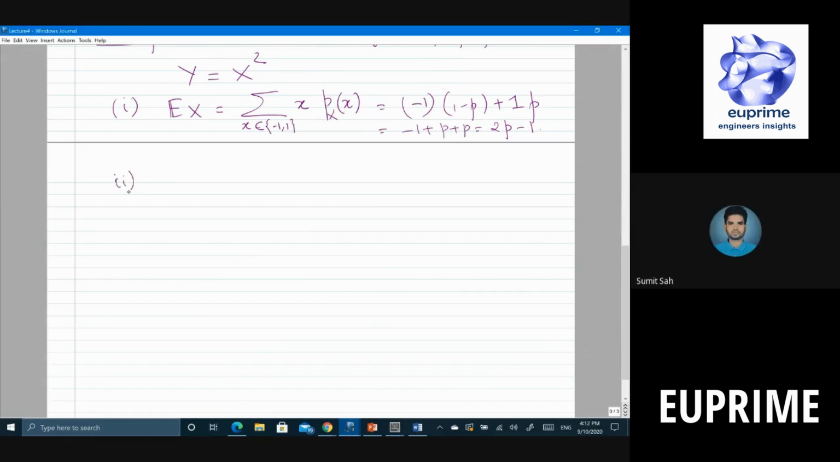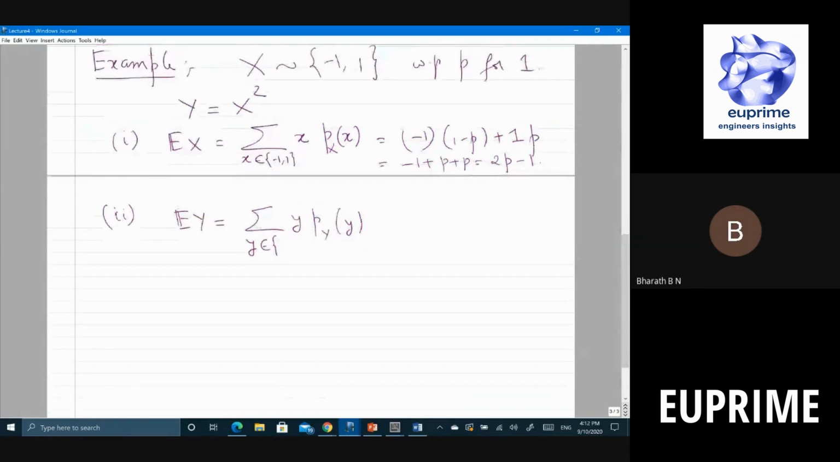Usual. What is the expected value of y? Let's look at both ways. Overall y, sum of y times p_y of y. So what are the possible values of y? See, x can take minus 1 or 1, y is x squared, so it can take 1 only. Now what is the answer? Well, the probability of y equal to 1 is 1. So the average is 1. Fine, because it doesn't matter, it can take only one value. Let's look at the other way.